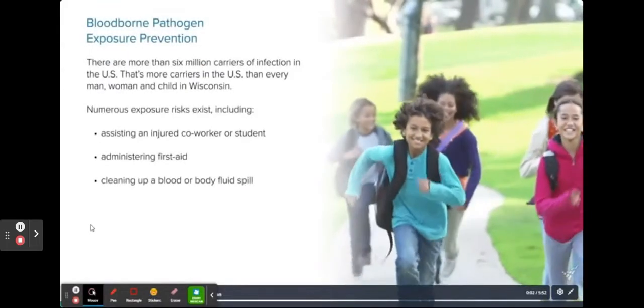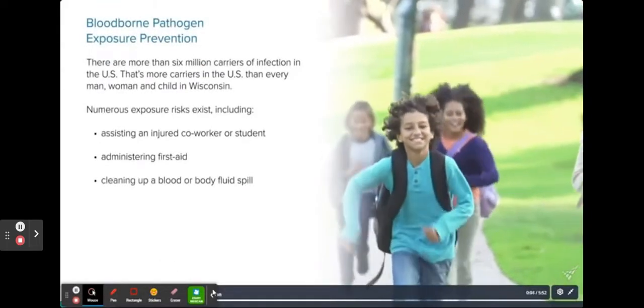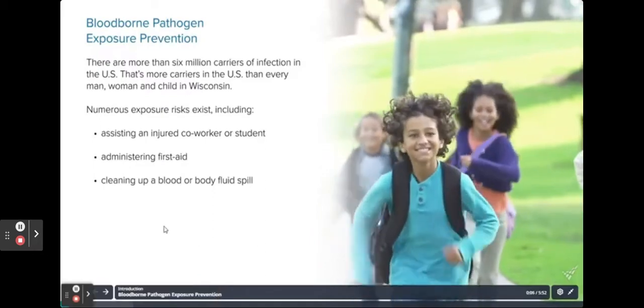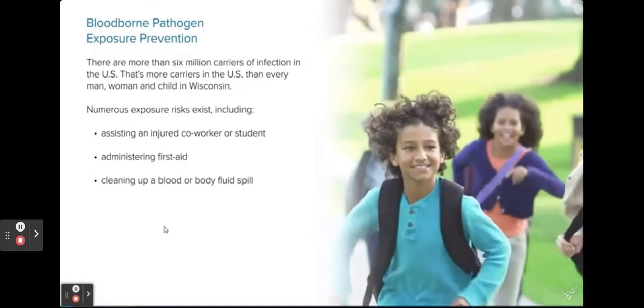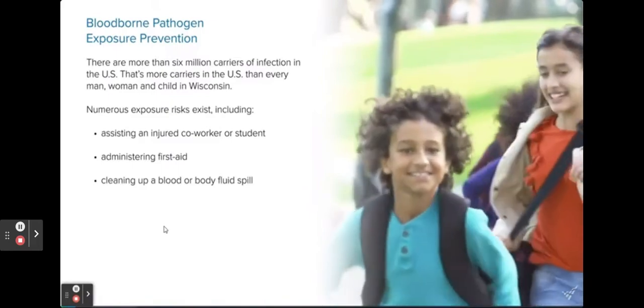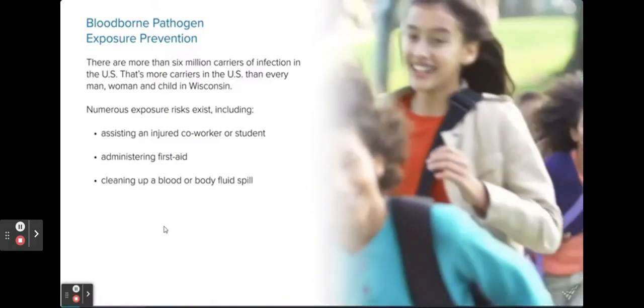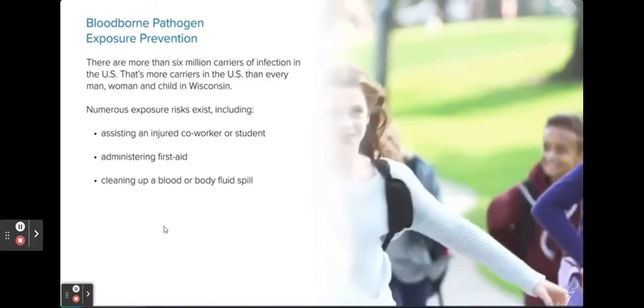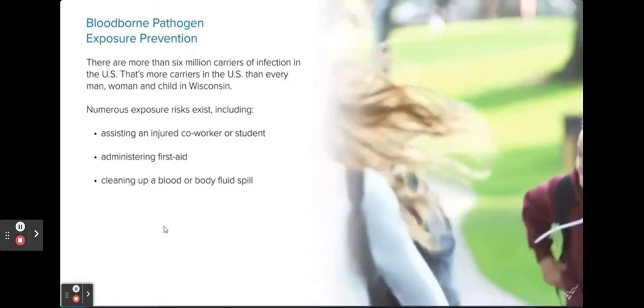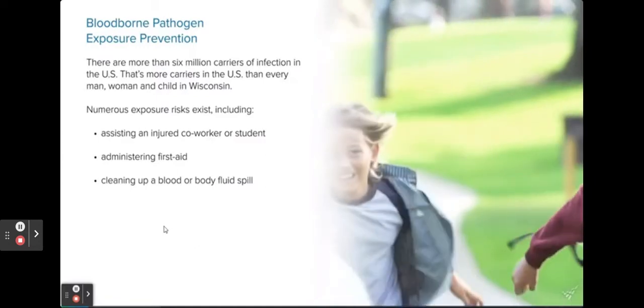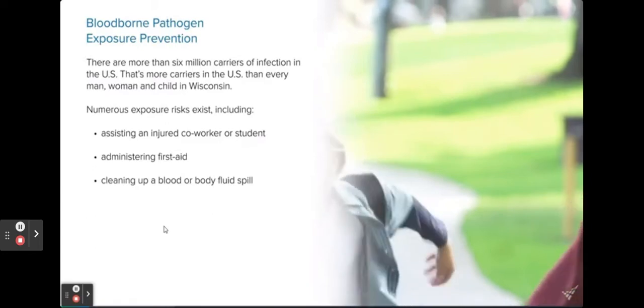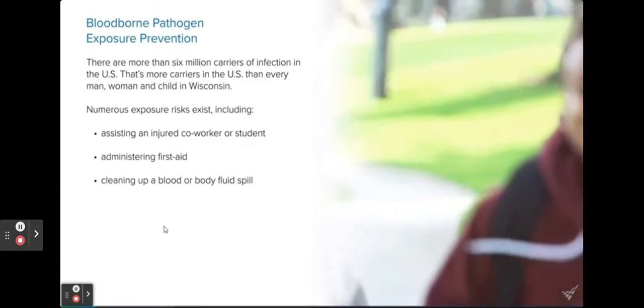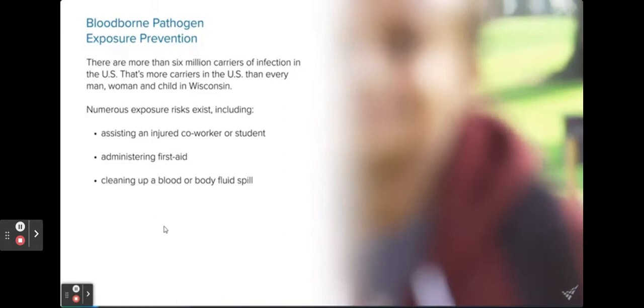Welcome to this training session designed by Environmental Management Consulting to help educate you and make your workplace a safer and more productive environment. In the US, millions of people are infected with bloodborne pathogens such as HIV, hepatitis B, and hepatitis C. In a school environment, there are numerous exposure risks for employees, including assisting an injured coworker, helping administer first aid, or cleaning up a blood or body fluid spill.